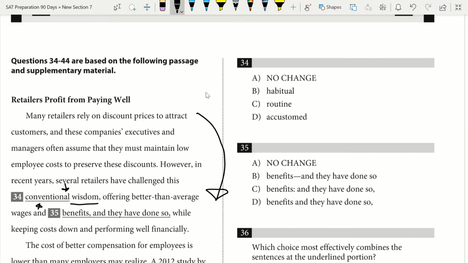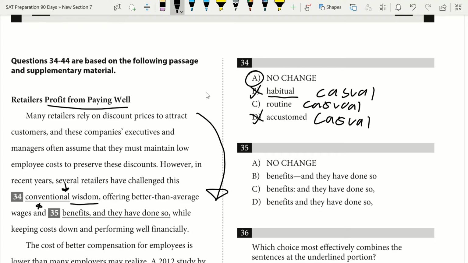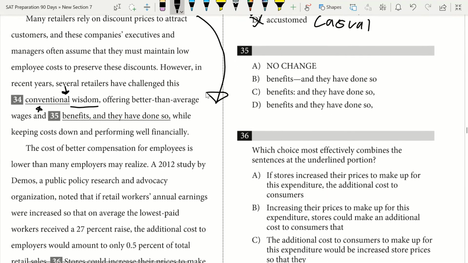Sometimes it's not academic. Usually it is, which is why I often refer to it as an academic tone. Sometimes it's not, but that's very rare. So in this case, the tone is fairly academic, right? We're talking about retailers profiting from paying well. It's kind of an economic article, so I'm going to look to maintain that tone. Conventional does maintain that tone. Habitual does not. Habitual is a little bit more casual. We want to avoid that. Routine is also a bit too casual. And accustomed here is also a bit too casual, and it also wouldn't really make sense here. We're talking about their conventional wisdom, not their habitual, routine, or accustomed wisdom.